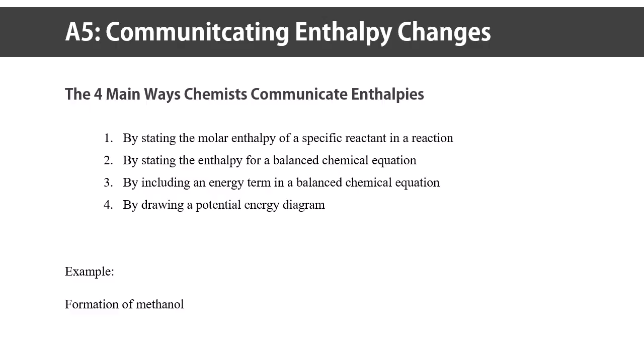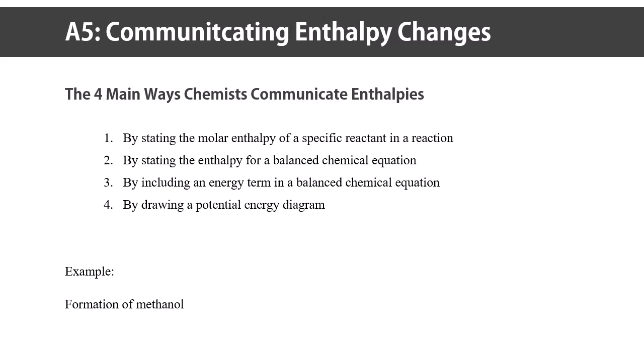In chemistry, there are different ways that you can communicate an enthalpy change. They all have the same general meaning, but there are different pros and cons to the different types. And so that's what this lesson is going to be about. So the 4 ways that we can communicate these changes are, first of all, we can state the molar enthalpy of a specific reactant in a reaction. We can state the enthalpy for a balanced chemical equation. We can include an energy term in a balanced chemical equation, or we can draw a potential energy diagram.